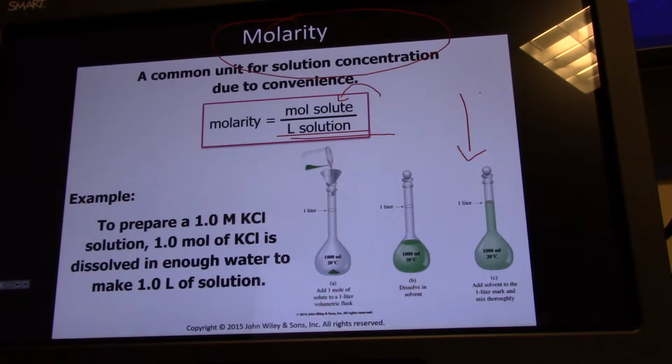And now you have a 1 molar solution. You have 1 mole of potassium chloride dissolved in 1 liter of water. And so you have a 1 molar solution. So these volumetric flasks, their purpose is to make solutions.